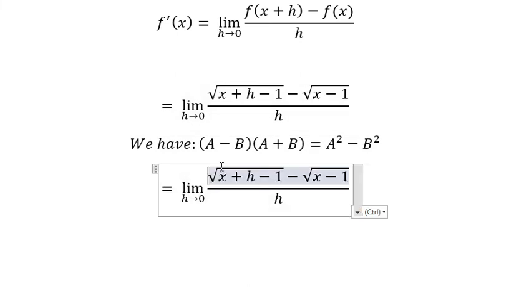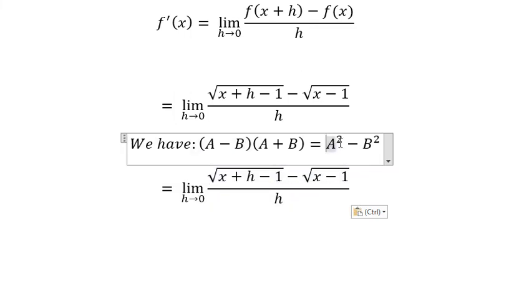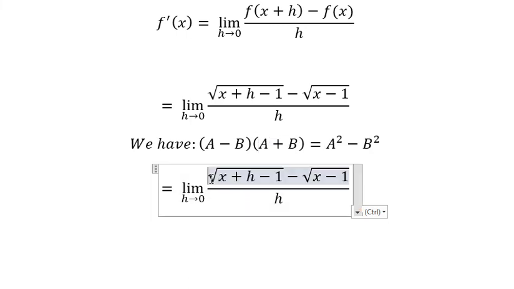So that is about a. That this one for b. We want to create about a square minus b square. So we need to multiply by a plus b on numerator and denominator.